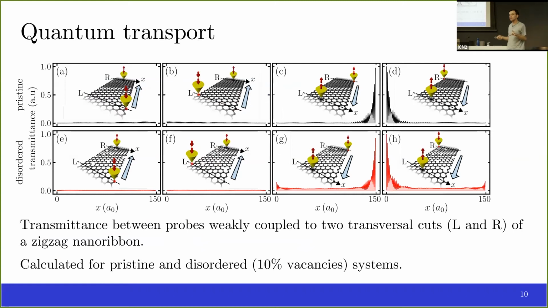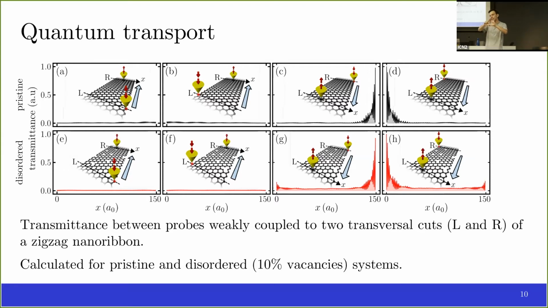Now, what are the consequences of these co-propagating edge states on quantum transport within this ribbon? Oh, by the way, I forgot to mention this is a zigzag nanoribbon. We get different results depending on the termination. Okay, so what are the effects of the edge states on quantum transport?